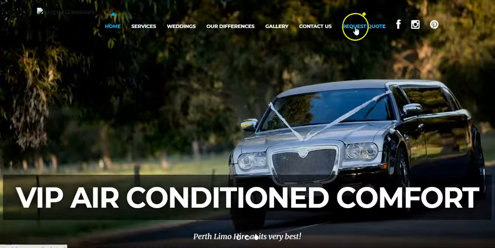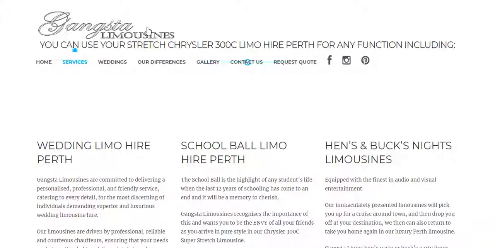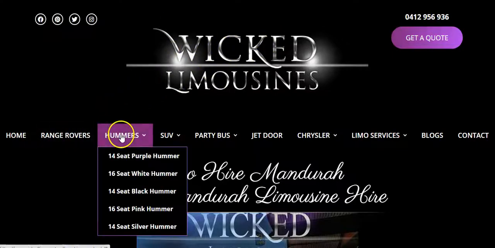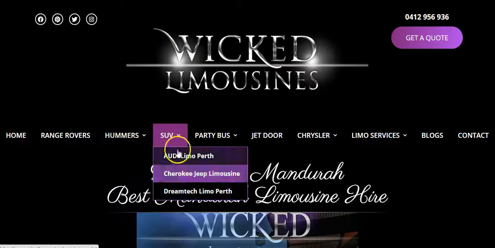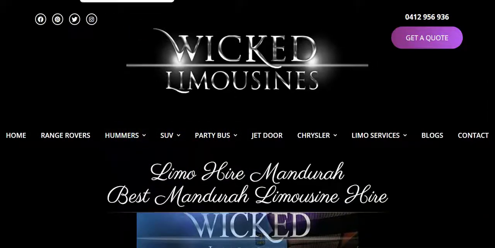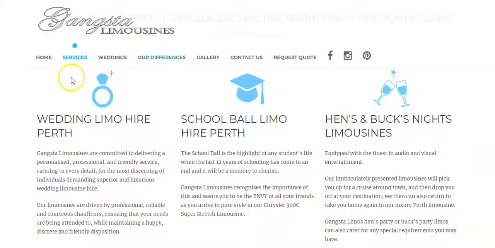I see you don't have a drop-down home menu here. So if I was to click on services, well, then you get these, okay? If I just take you over to your competition, which is that Wicked Limo, see how they have all the drop downs? This is really handy because then people don't have to go onto a whole new page to find the information they're looking for. Having said that, even when I do come here, I see your wedding limo hire, your school ball.